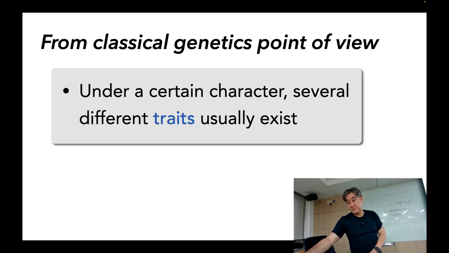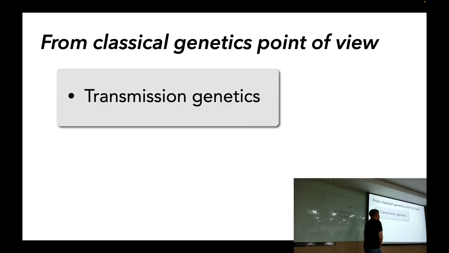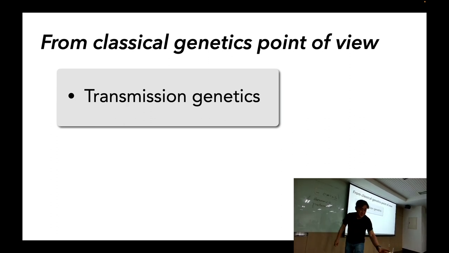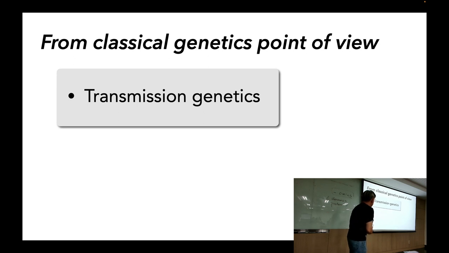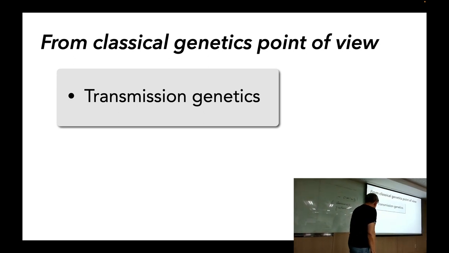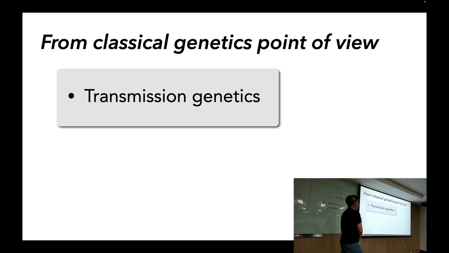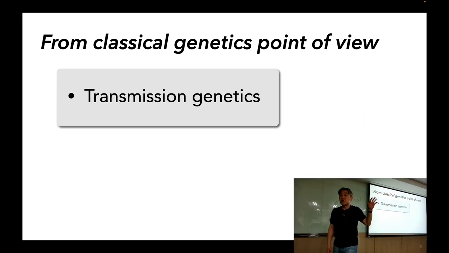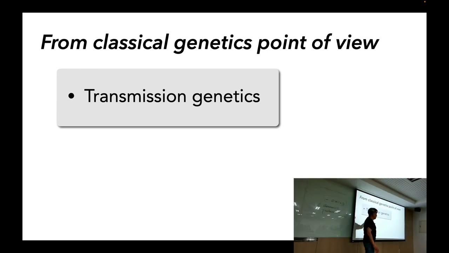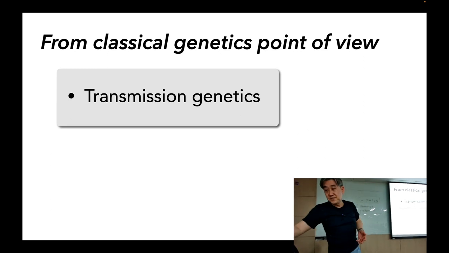Okay, first, we have to climb back to the era of Mendel. Taking this opportunity, we can have a view of classical genetics, which started from Gregor Mendel. So, from this classical genetics point of view, the definition of the gene is... This classical genetics is also called transmission genetics. So transmission genetics is the classical term for old genetics.